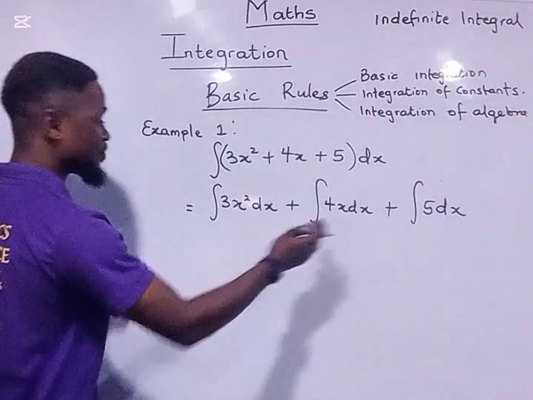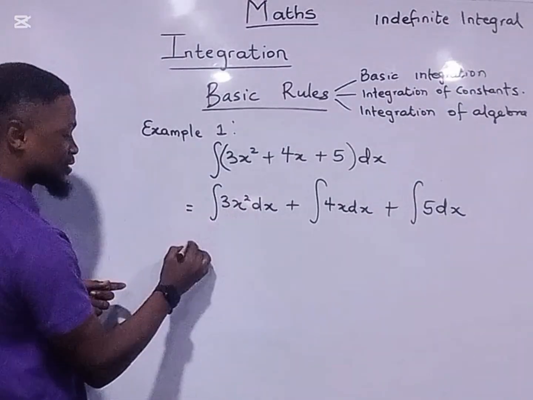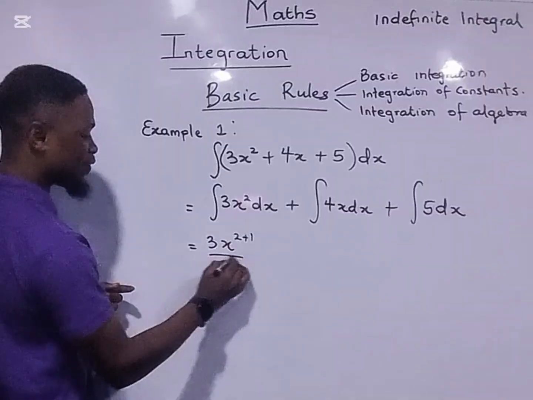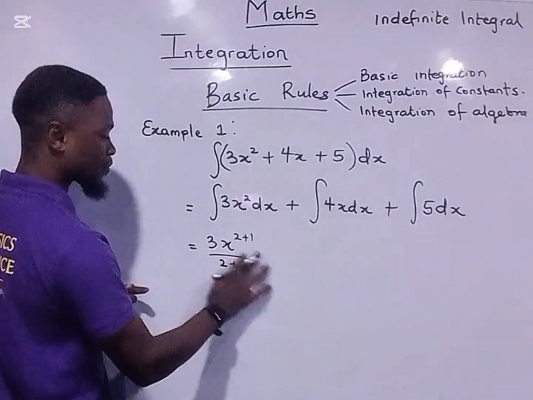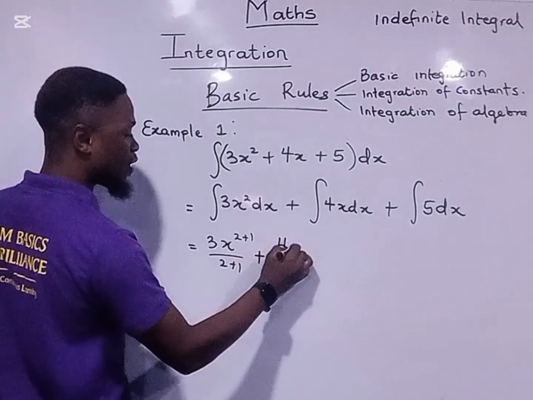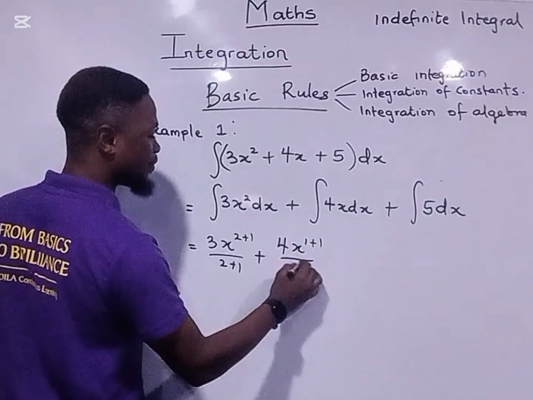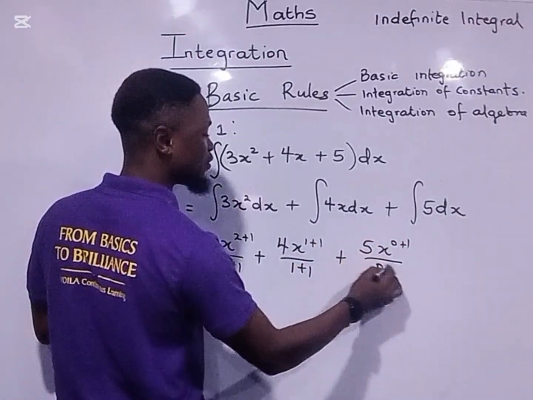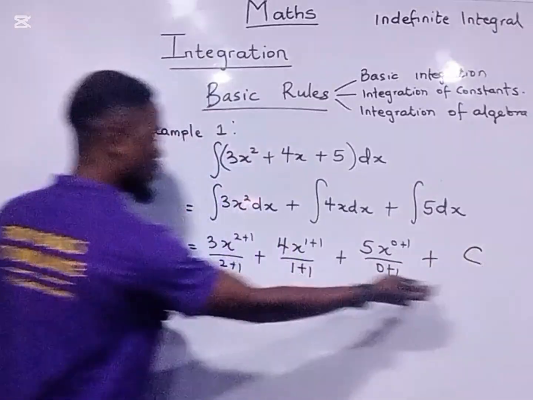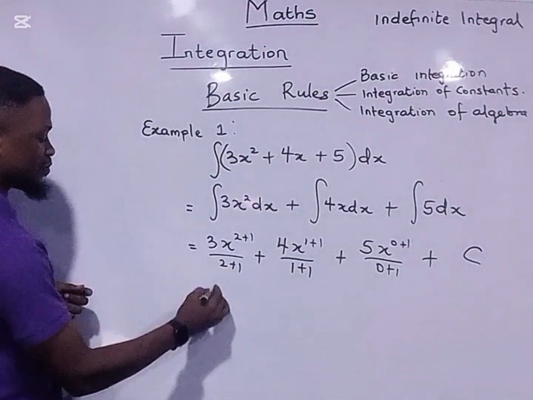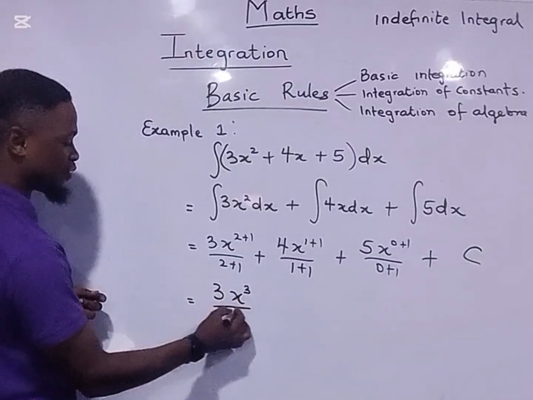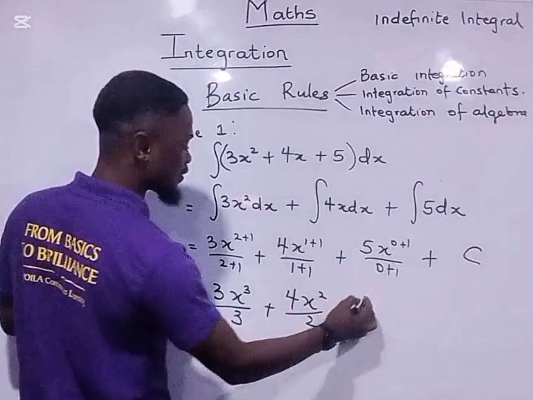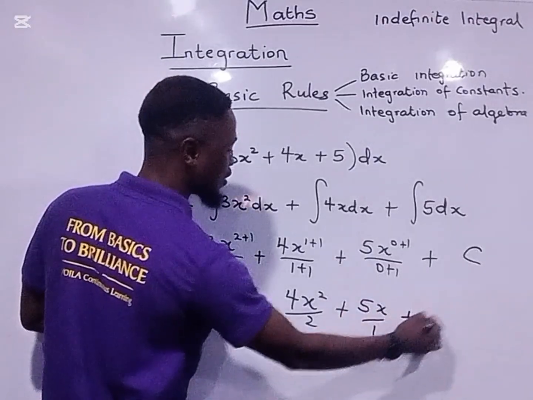Okay? So if you integrate this, we have 3x^(2+1) over 2+1, then also plus 4x^(1+1) over 1+1 and 5x^(0+1) over 0+1. All of them plus c. So this will give me 3x^3 over 3 plus 4x^2 over 2 plus 5x over 1 plus c.